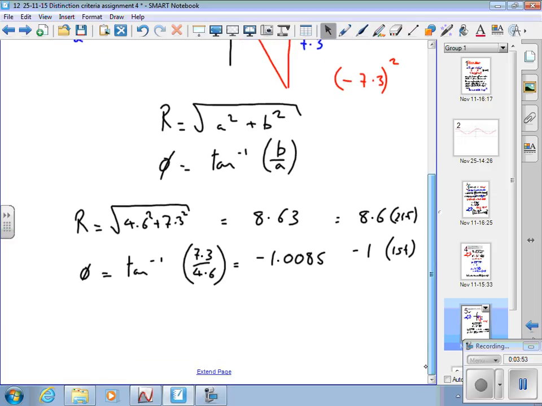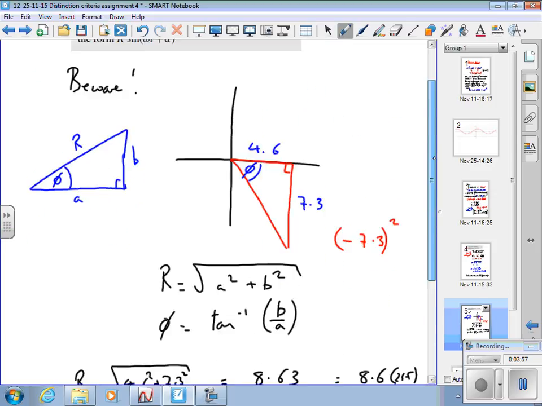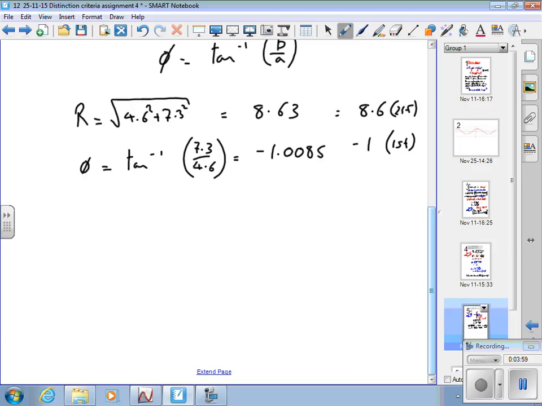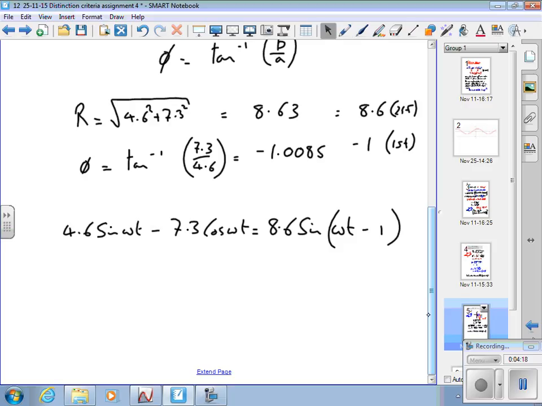What we can say is that our original wave, 4.6 sin ωt minus 7.3 cos ωt, equals R, which is 8.6 sin ωt, same angular velocity, minus 1, if we're working in radians.